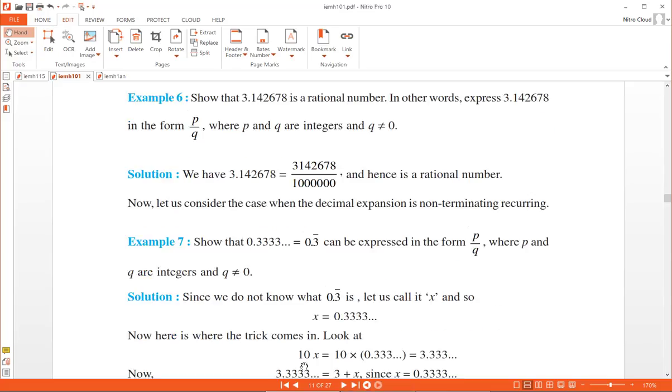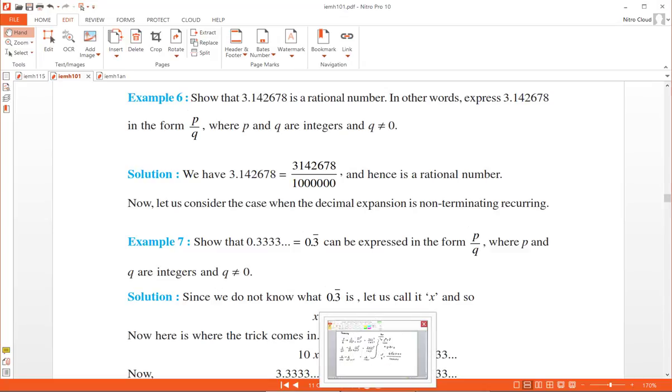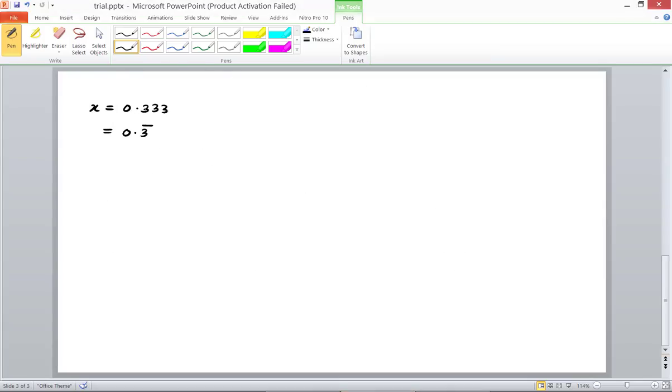Now for this, there's a trick here, like I said. So let's understand this. Suppose I have a number x equal to 0.3333 and it goes on. So I can simply write it as 0.3 bar. It means 3 is repeating.